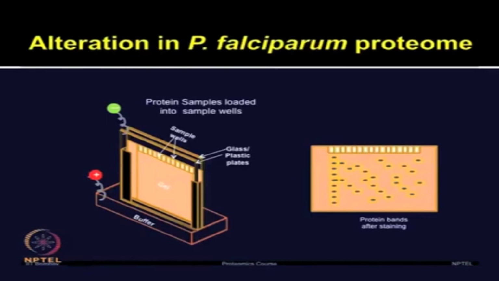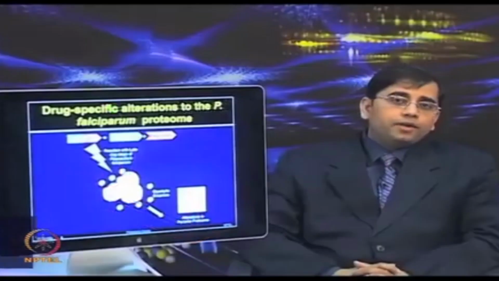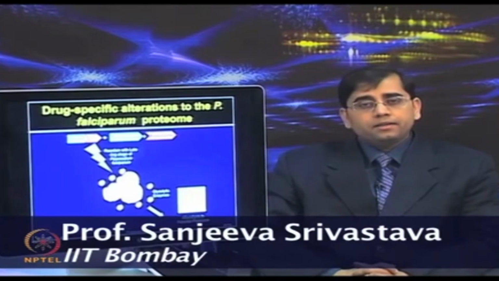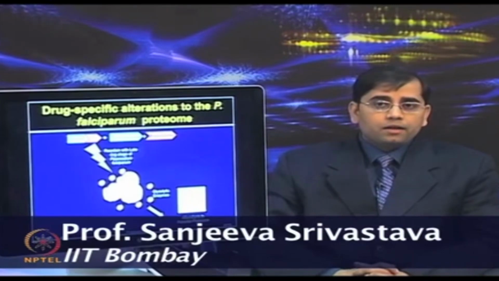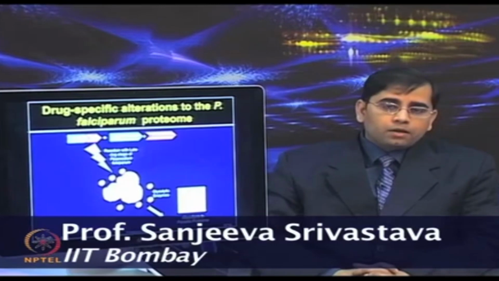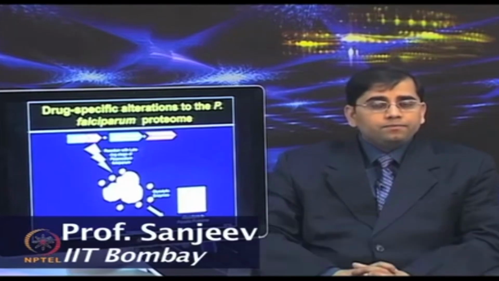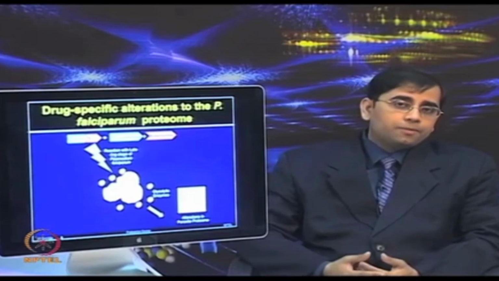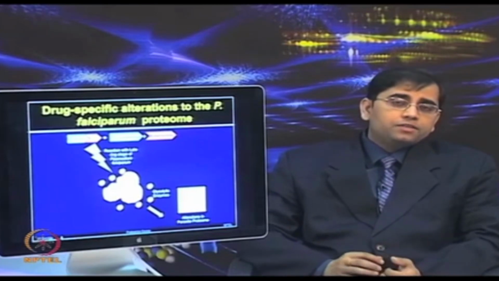After the second dimension separation based on the molecular weight, these gels were stained with silver or Coomassie brilliant blue stains. By employing two dimensional electrophoresis and comparing the gel images using the PDQuest software, the authors were able to see that there is a differential proteomic response which is drug specific.